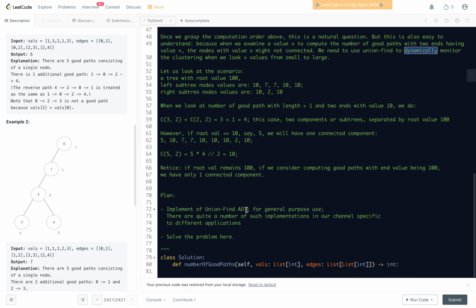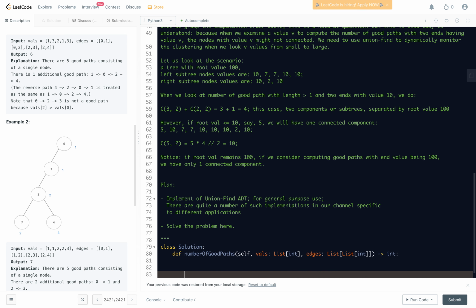We are going to implement the union find abstract data type. There are 2 choices here: we can do the implementation as a separate class or inside the function. I'm going to make it inside the function, because for presentation purposes, we want to write some details, not pursue the shortest code. There are quite a number of such implementations on our channel, specific to different application cases.